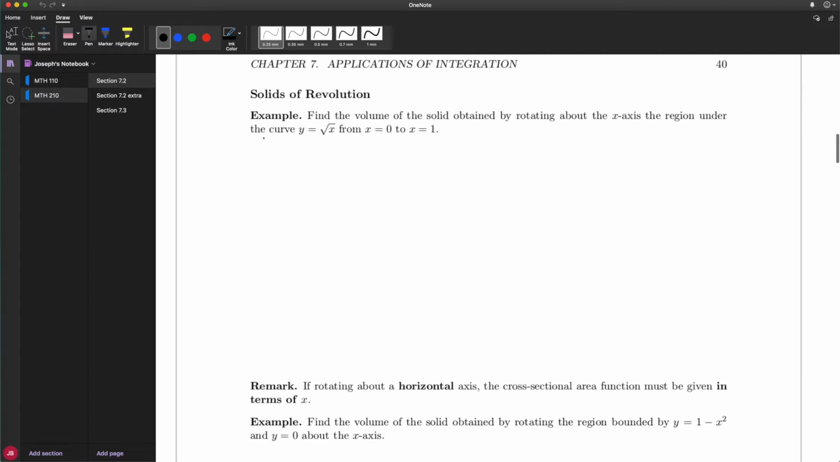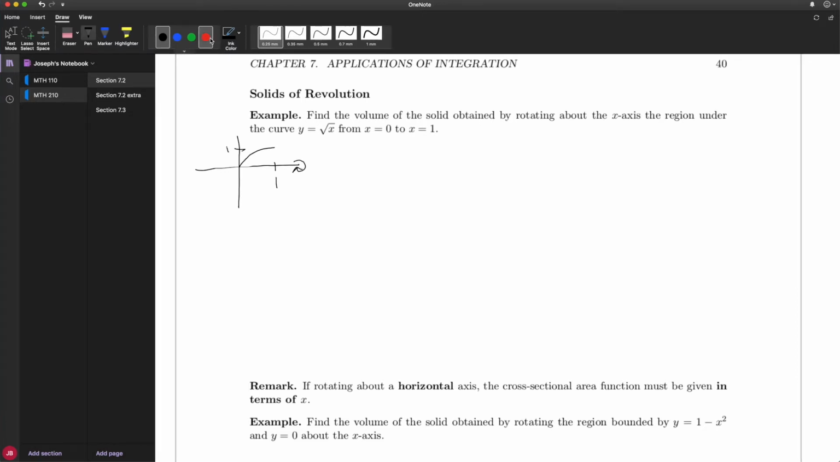Okay. So let's remind ourselves how to do this. So we're going to draw here. Well, first let's remind ourselves of the problem. We want to rotate the graph of y equals square root x between x equals 0 and x equals 1 about the x-axis and find the volume of that solid we obtained. So let's first draw a picture. So we're going to get something like this. So let's say here's 1 and 1. We're going to get this graph, and we want to rotate it here.